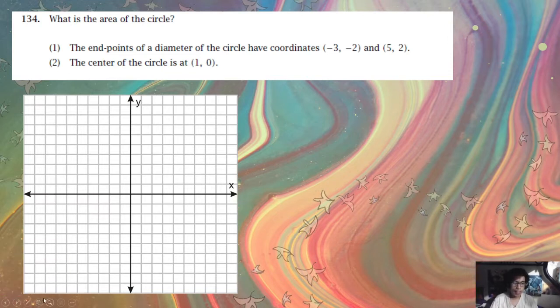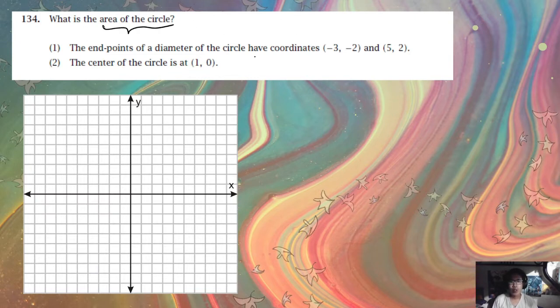We have here the endpoints of a diameter of the circle with coordinates (-3, -2) and (5, 2). So we need to find the area of the circle if the center of the circle is at (1, 0). Now, how do we solve for this problem? It's only asking us for the area of the circle.